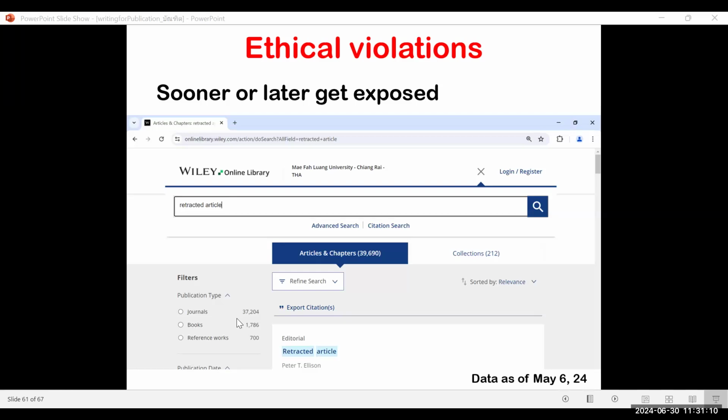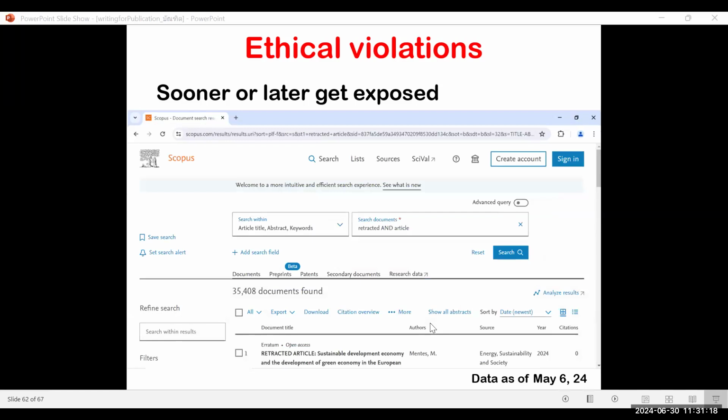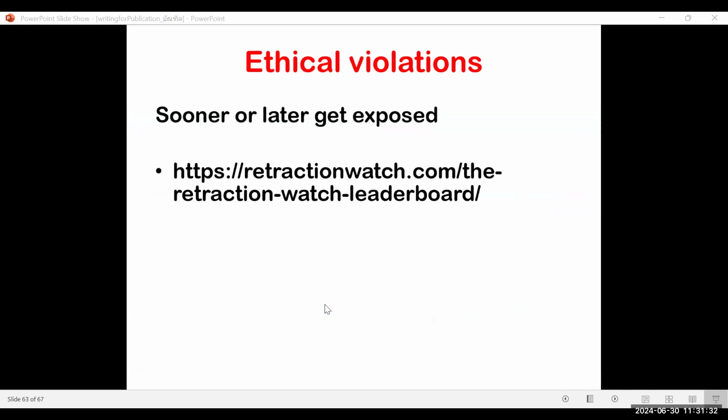If it's journals, almost 40,000 journals have been retracted, right? We don't want our work to be retracted like this. What about Scopus? Scopus also has almost 40,000 documented here. Sooner or later, we need to be far more careful in terms of journal or article preparation.